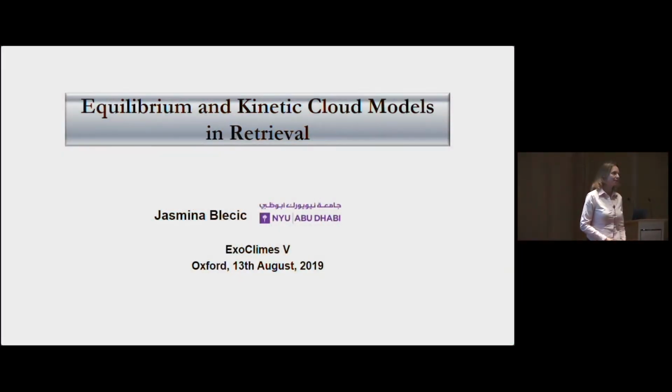Working with Dr. Ian Dobbs-Dixon at New York University Abu Dhabi. And today I'm going to talk about two complex scattering cloud codes implemented in retrieval.